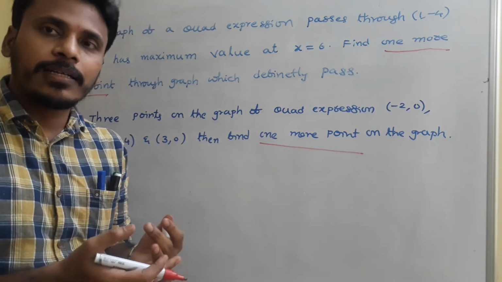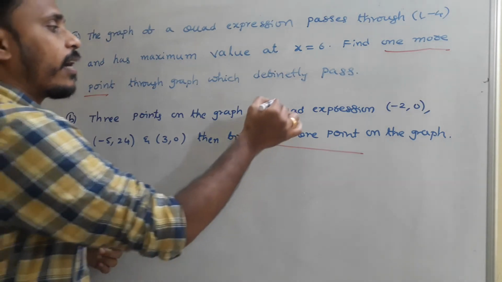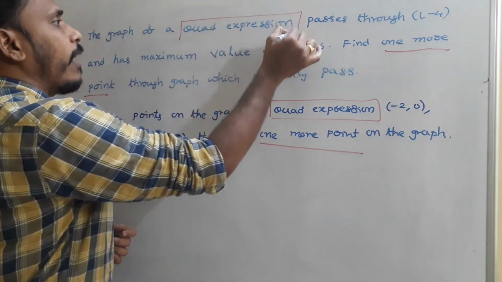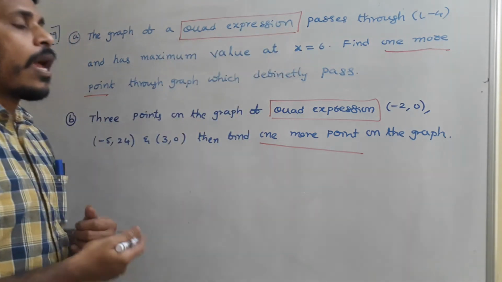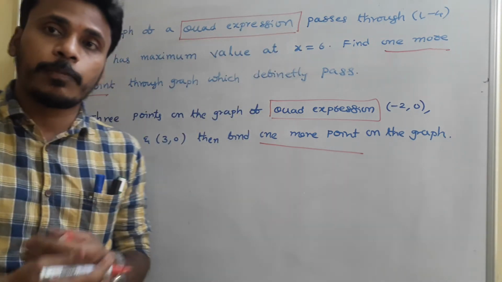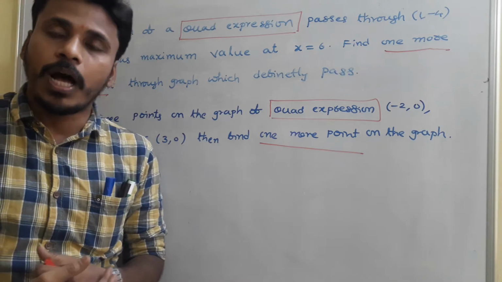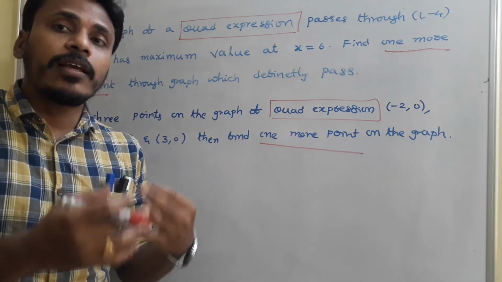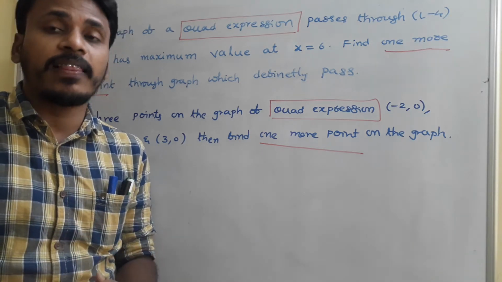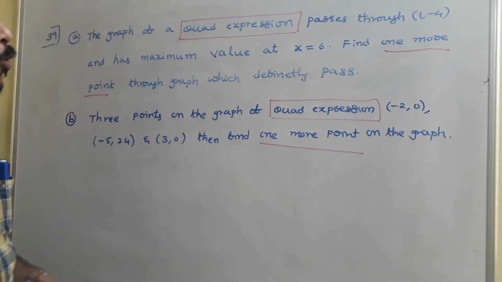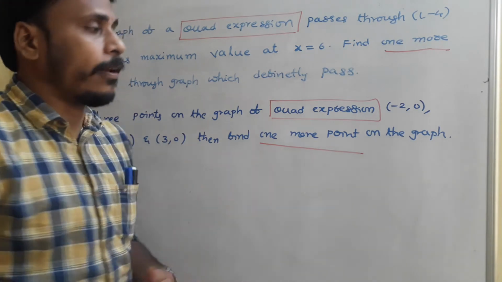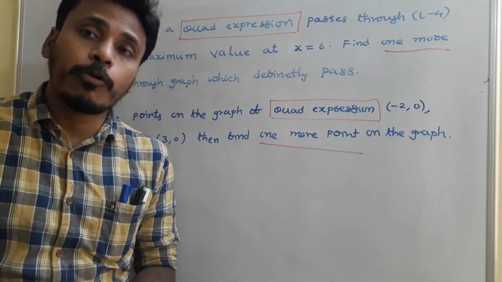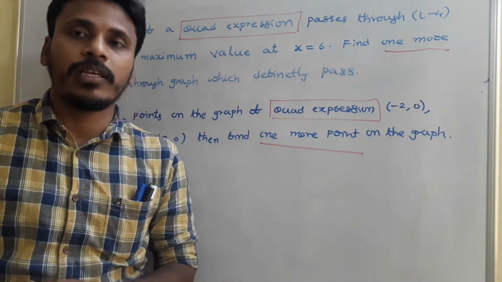See, we know that the graph of the quadratic expression, the first problem as well as the second problem, are just related to the graphs of quadratic expressions. And we know the graphs of the quadratic expression are either upward parabola or downward parabola. And we know, see, infinite number of points are there on the graph. Among those points, certain information is given, and with that information, we need to find out one more point which definitely passes through the graph.